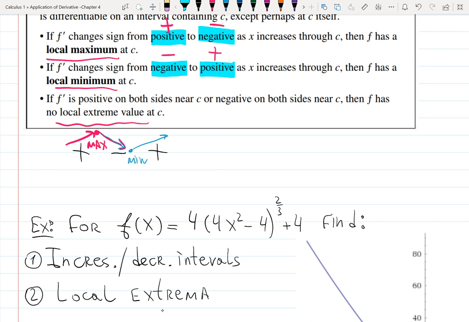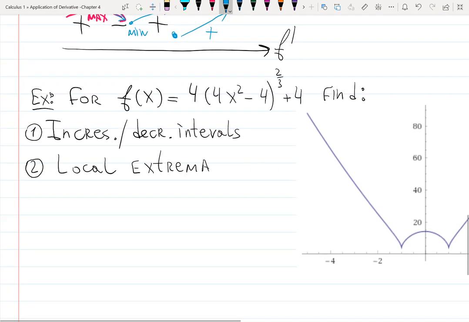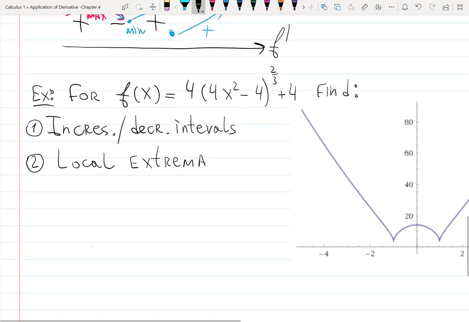It also makes sense that if the sign of f prime did not change, for example it's still plus, then it means this point is neither a local minimum nor a local maximum. Or if it's minus, the same thing. Let's work through the example and you will see how it works. It's actually not that bad.